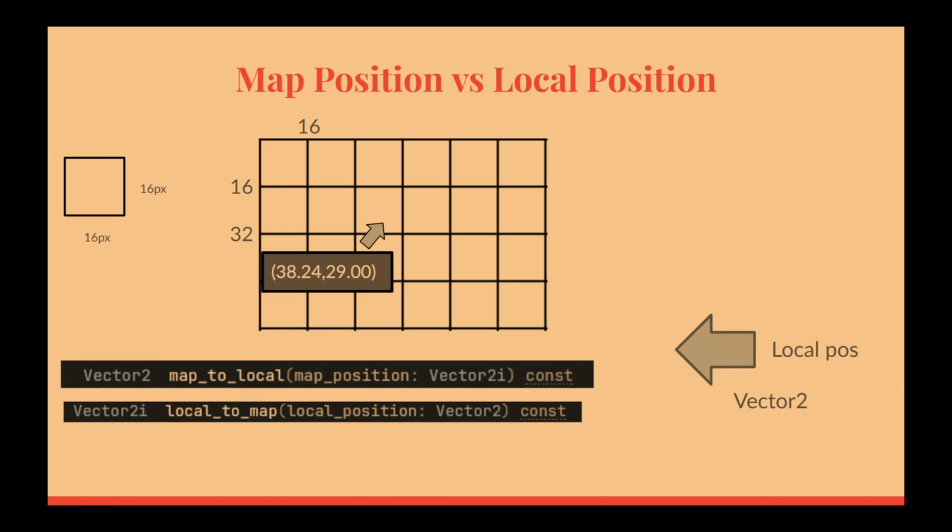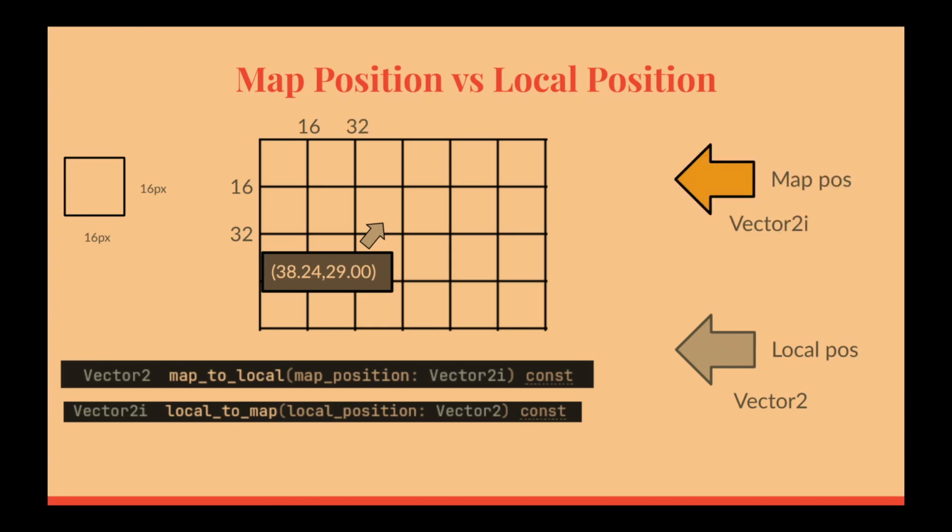Also, the difference between map position and local position. Local position is the normal position you use when you get the global mouse position. As you can see, 0, 0 is the top left corner, and the tile size is 16 by 16. So the mouse position right there is about 38.24 by 29, I'm just giving a guesstimation. You can see that they are floats, so it's a Vector2.